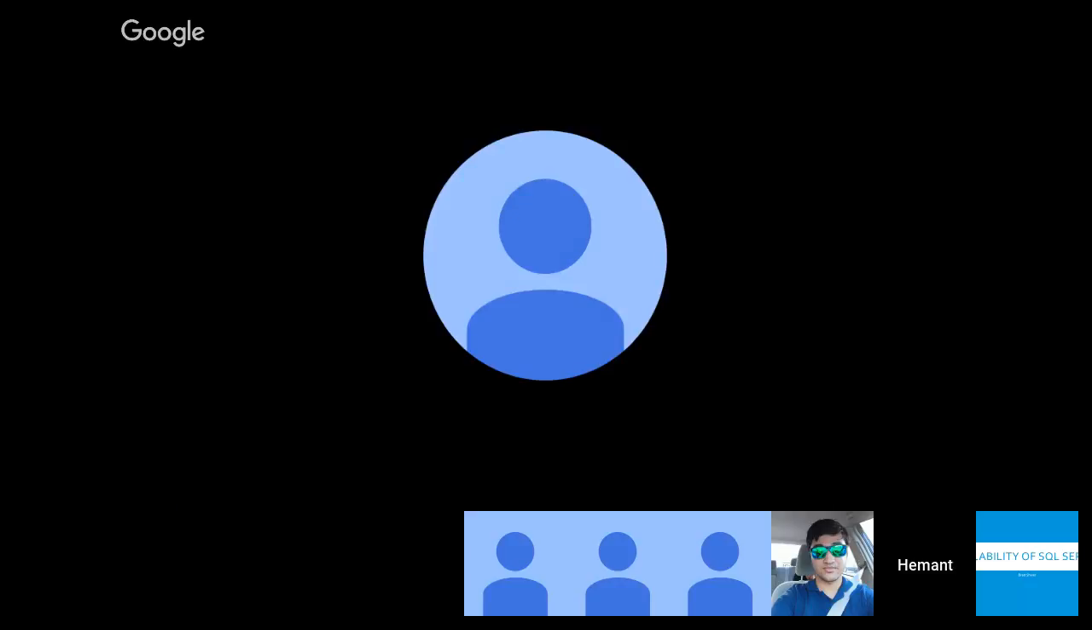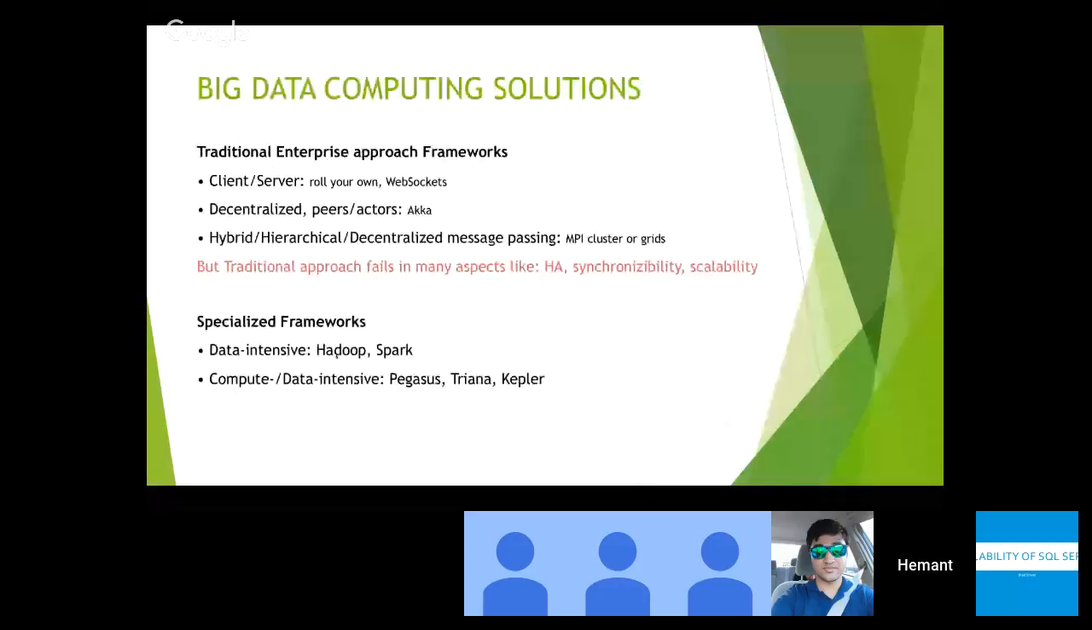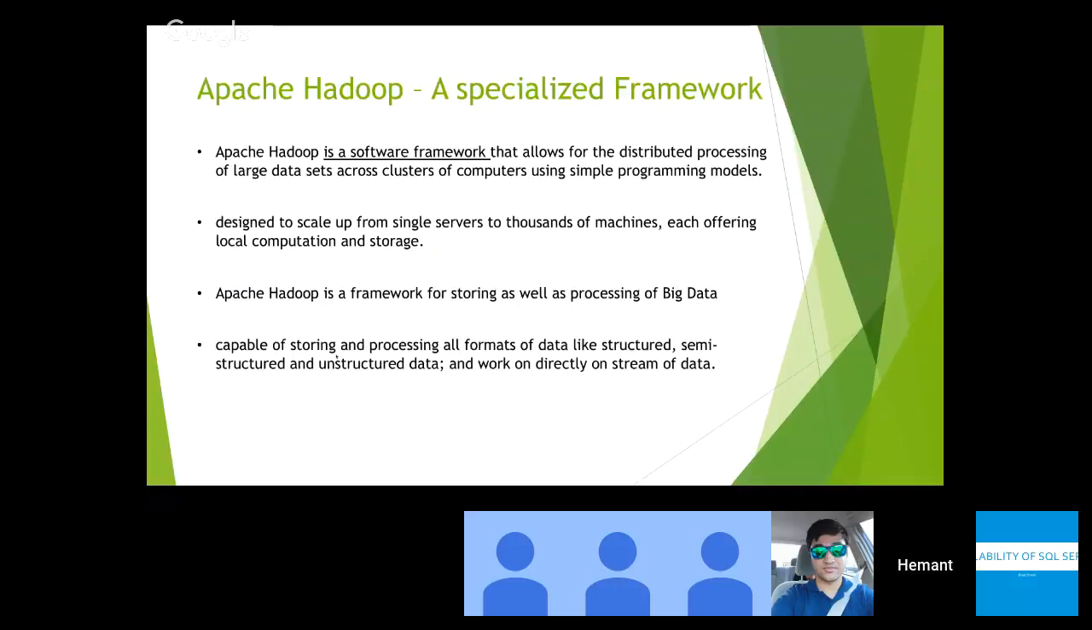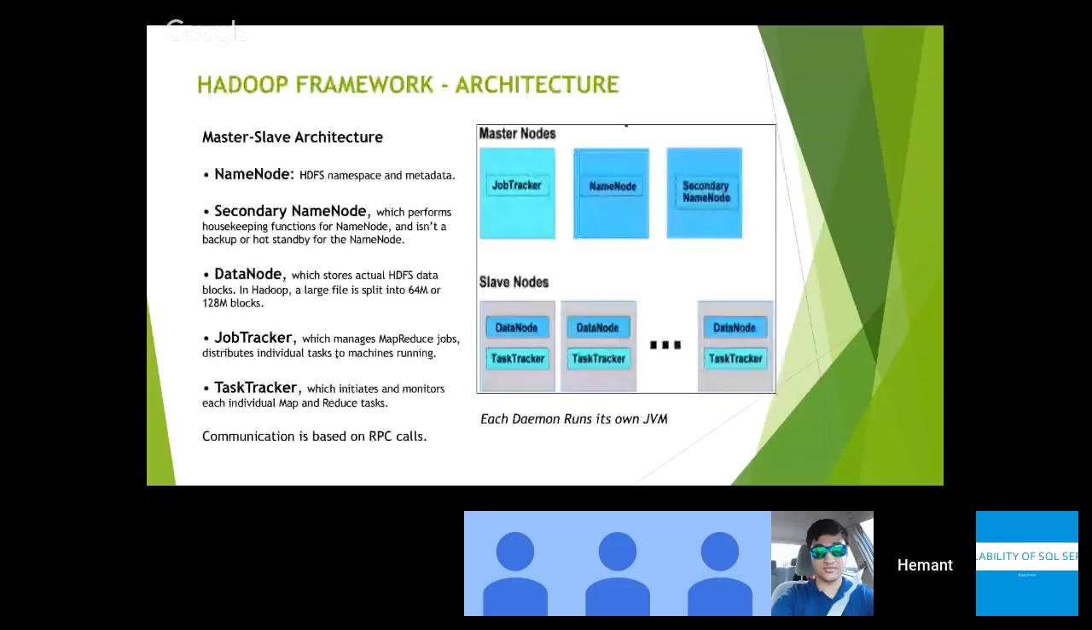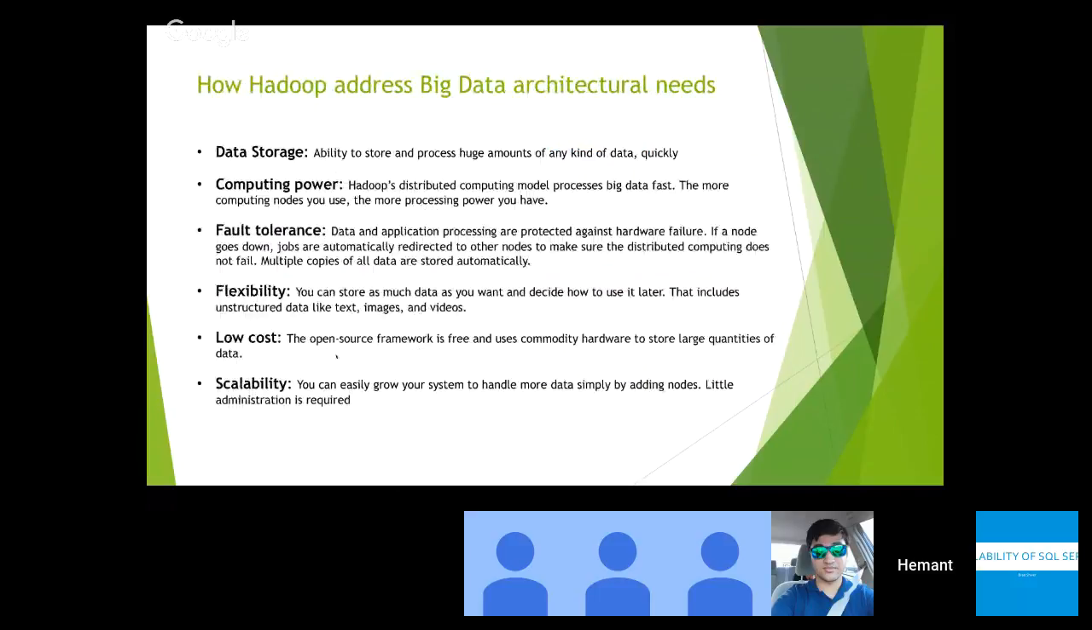So, any questions on this computing solutions? Any questions here before I move to the specialized framework of Hadoop? Just go ahead. I hope I'm not going too fast. I feel that I'm going too fast. You're not, but you have to leave room for others. Yeah, I don't know which slide I'm on. Yeah, I'll go a little faster on this.